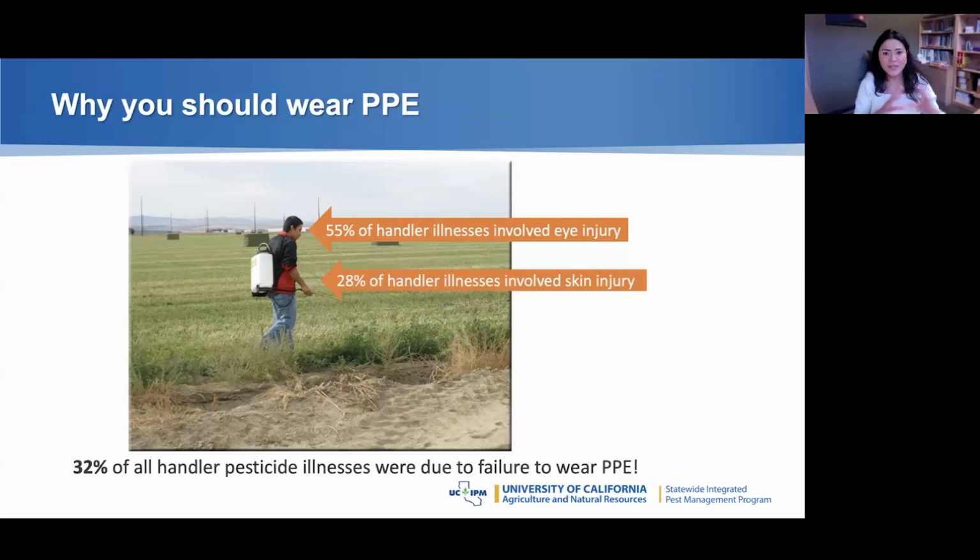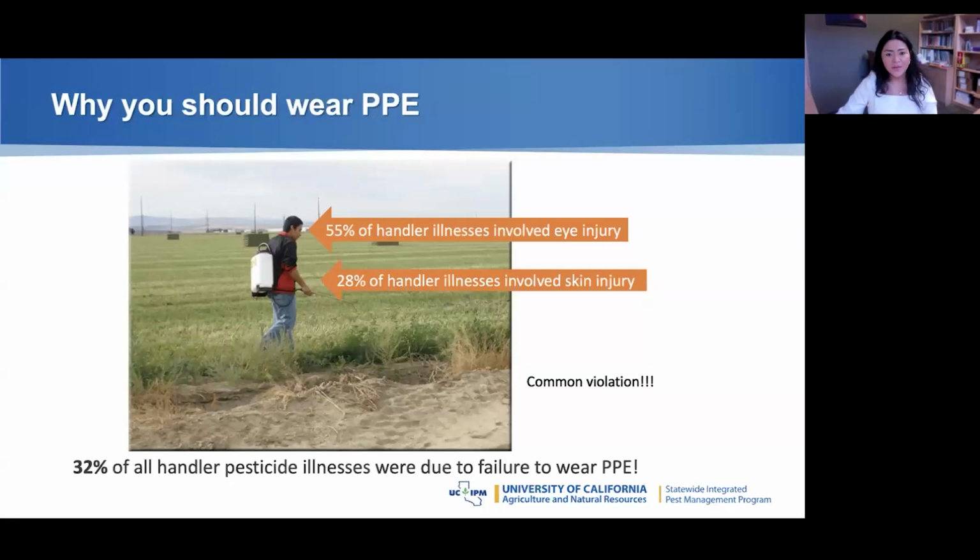And out of all those pesticide illnesses and events that were reported to the county and the state, it was found out that 32% could have been avoided if the person was wearing the correct personal protective equipment. So in the state of California, as I'm going to discuss in the upcoming slides, there are regulatory requirements for employees and people that work in areas where pesticides are applied, but this also could be applicable to people that are not necessarily an employee, but they're applying pesticides in their own property.